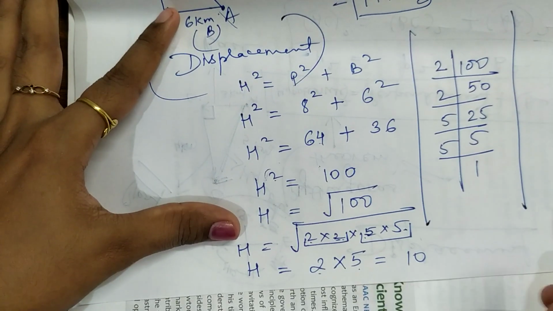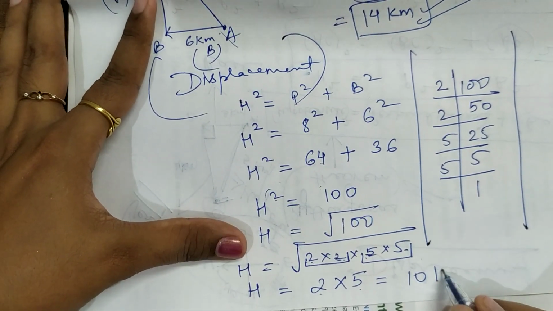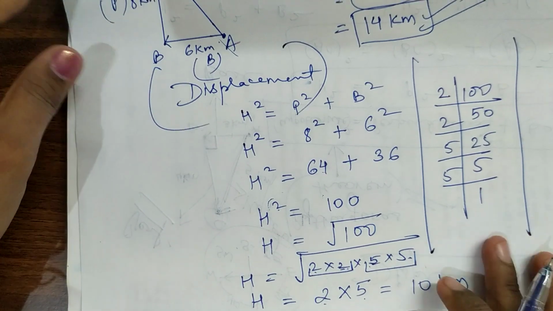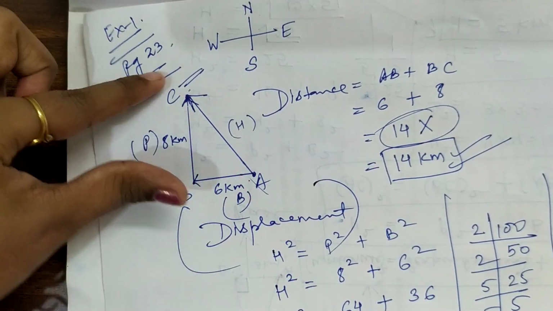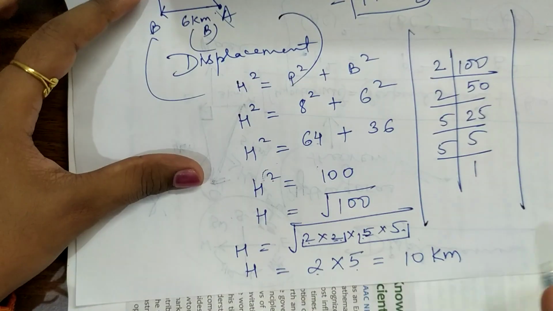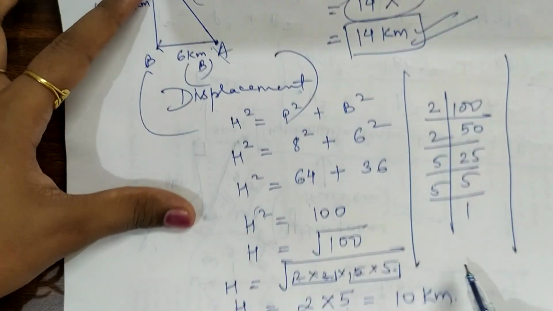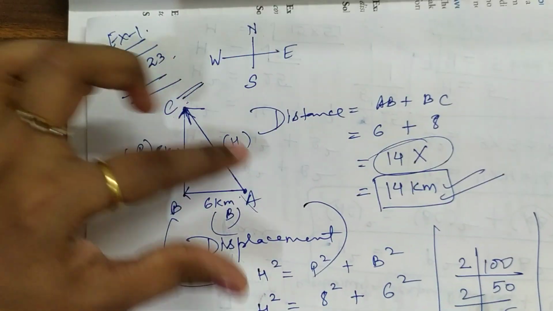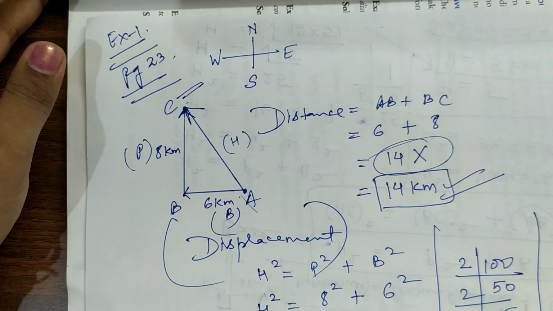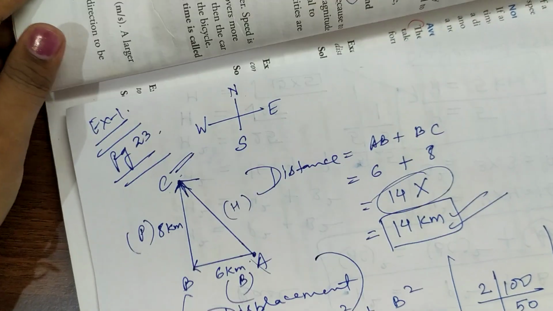10 is your answer? No. Without unit, it is not your answer. So your answer is 10 kilometer. So what is the displacement of the body? AC. And what is the value of AC coming? 10 kilometers. So displacement is your 10 kilometer and distance covered is your 14 kilometer. I hope children it is clear to you.